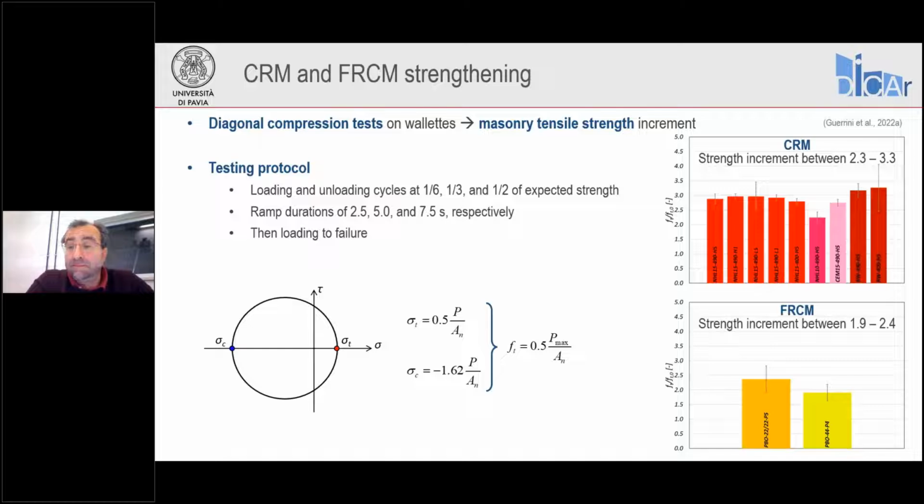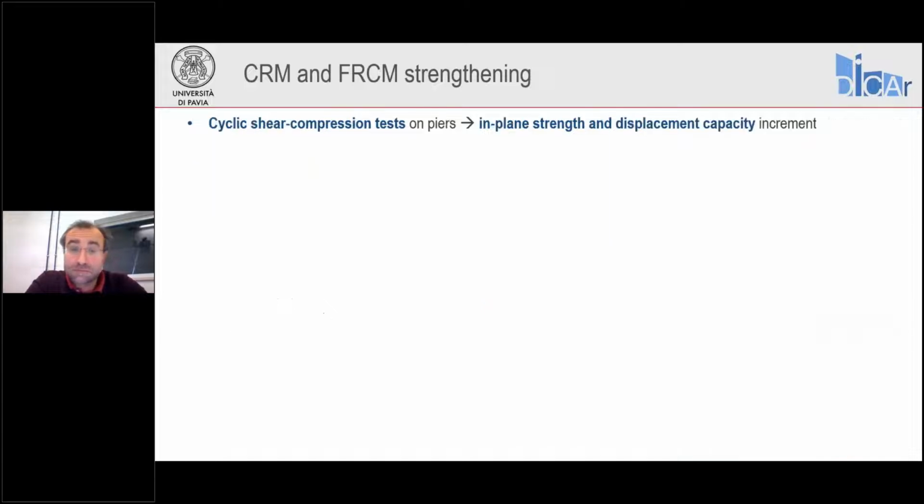With the FRCM solutions, this increment was a little bit less. We talk about values between 1.9 and 2.4, so let's say 2.2 times. This is, as I was saying, a simplified way of approaching the problem. If we want to get more information on the effect of these strengthening techniques on masonry elements, not just on masonry materials, we need to follow a different path.